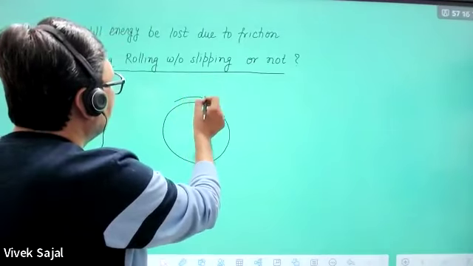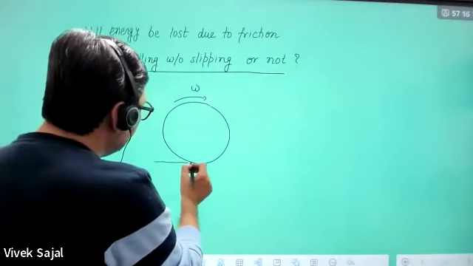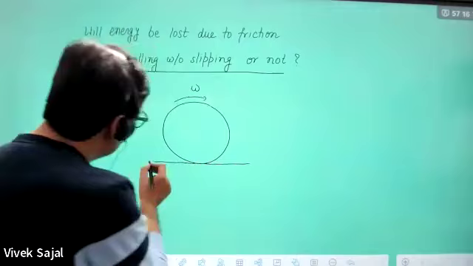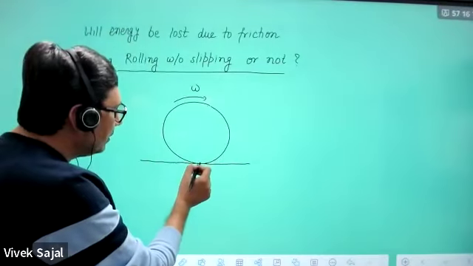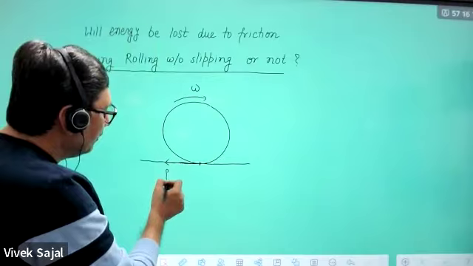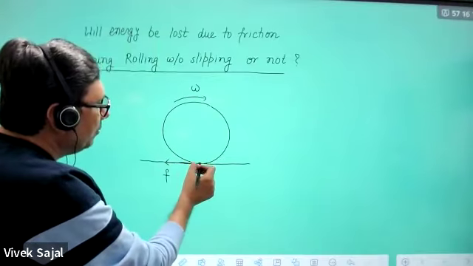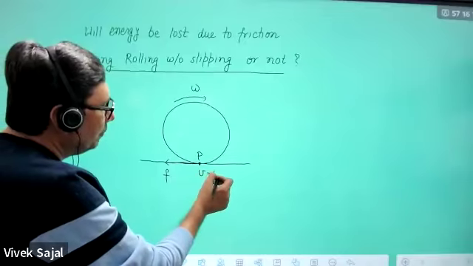In this direction, rolling is taking place, and this is the surface. You are going to tell me, in which direction is this friction going to act? Try to understand. Suppose the friction force is acting in this direction. This is point P, and the velocity of the point P is 0.